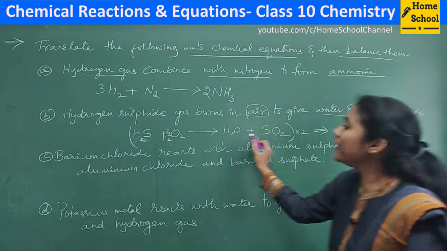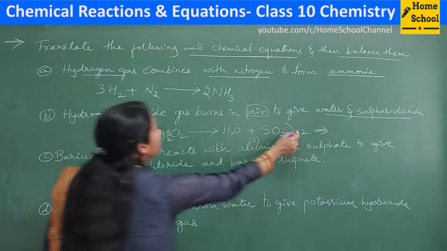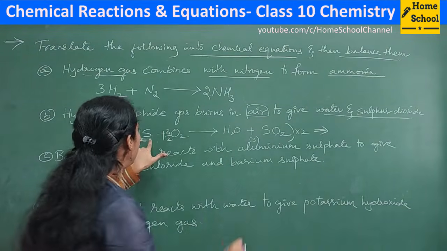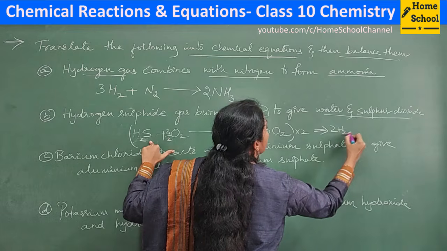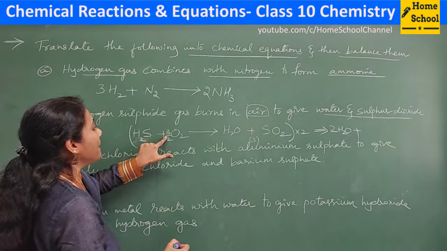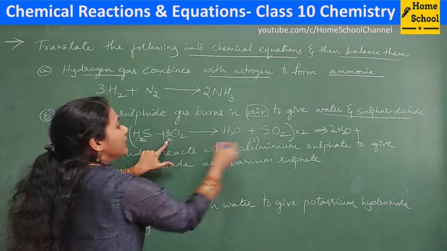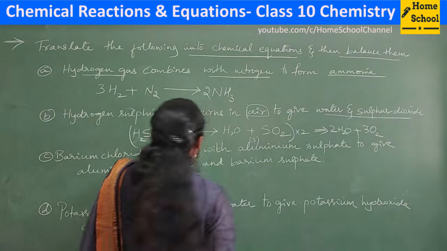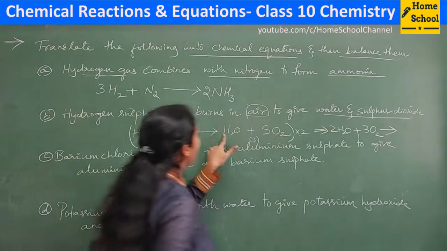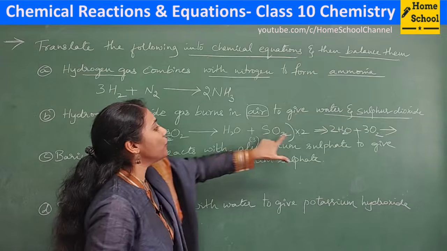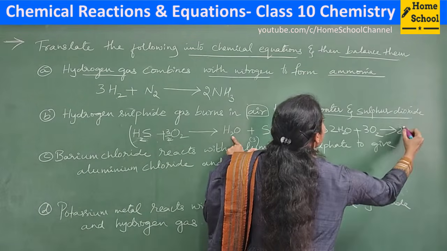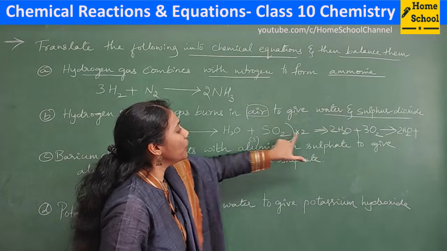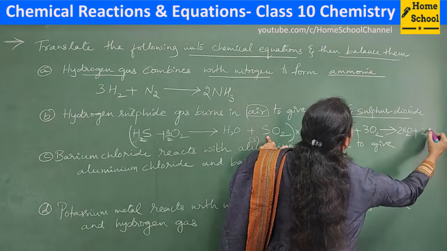So when you multiply the whole equation by 2, how do you write? If nothing is there, it is 1, right? So 1H2S into 2 becomes 2H2S, plus 3 by 2 into 2. This 2 gets cancelled here, right? So you will have 3O2. Then 1H2O into 2 becomes 2H2O, plus 1SO2 into 2 becomes 2SO2.